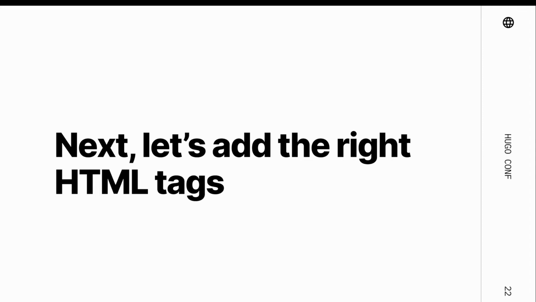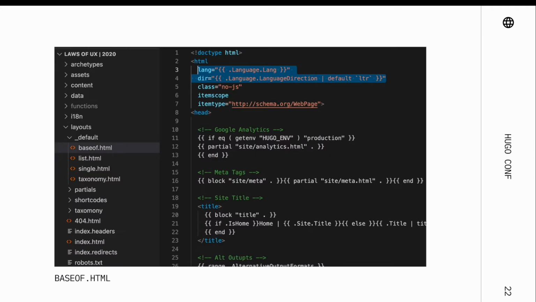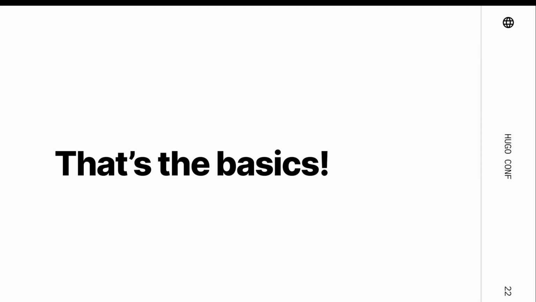Now let's talk about adding the right HTML tags. The HTML attributes necessary for enabling translations is actually pretty minimal. You first start with the language property on the HTML tag for the current language. And of course, Hugo gives us a great template tag for that called language.lang. Followed by the language direction. Now, if this is set in the file, it'll show up here. And if not, it'll default to left or right. That's the basics. Let's move on to content.